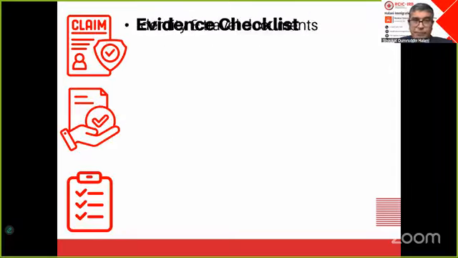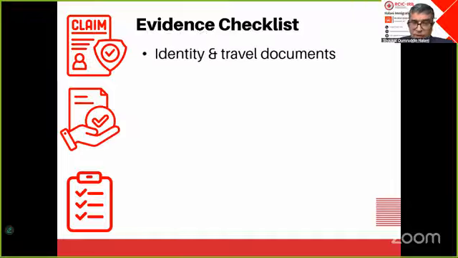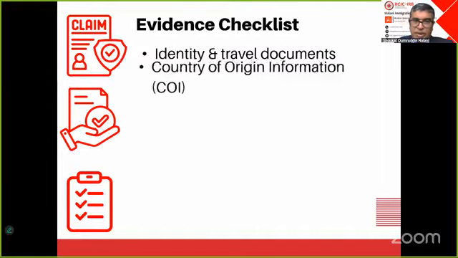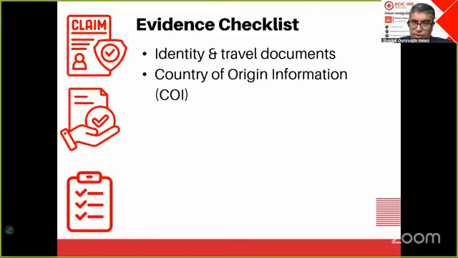Evidence checklist: identity and travel documents you will have to attach with your BOC form. Identity means maybe an Aadhaar card or national identity document. Any travel document that includes passport, past passport, and country of origin information. Usually IRB has all that country of origin information, but if any latest development is there, you will have to attach it to your BOC form.